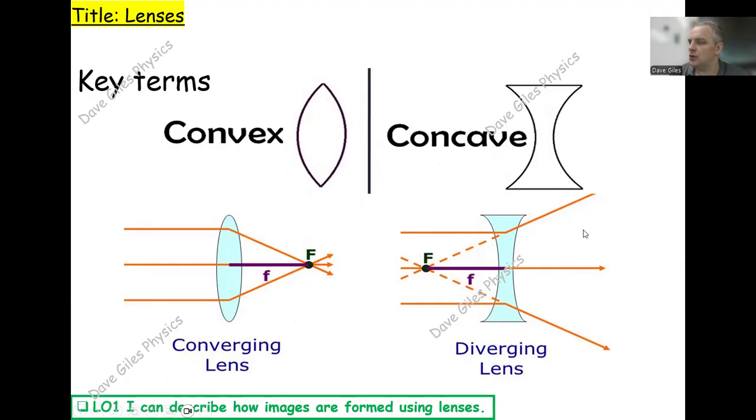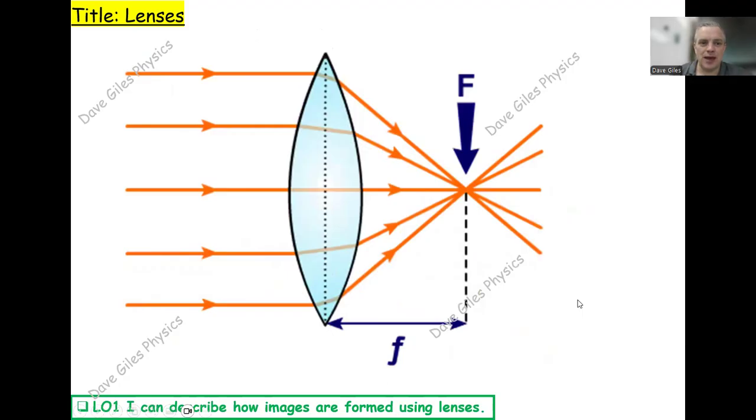Okay, moving on. So this here is a ray diagram for an image formed using a convex lens. And one of the key terms we need to look at is the focal point. So that is where all the rays join together, the focus at this point here. This is the focal point, and the distance from the center of the lens to the focal point is called the focal length.